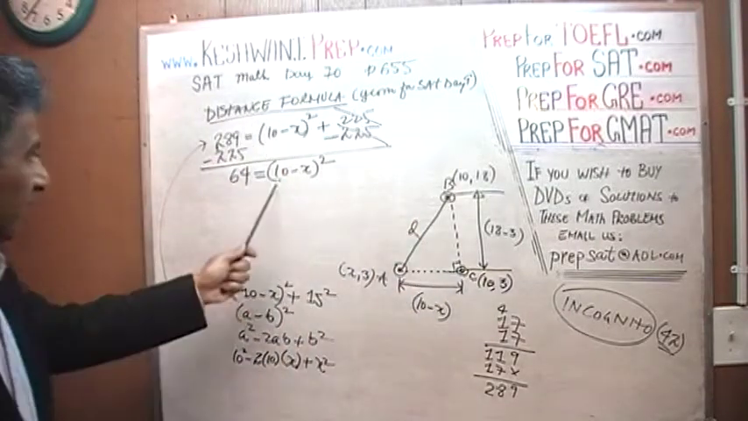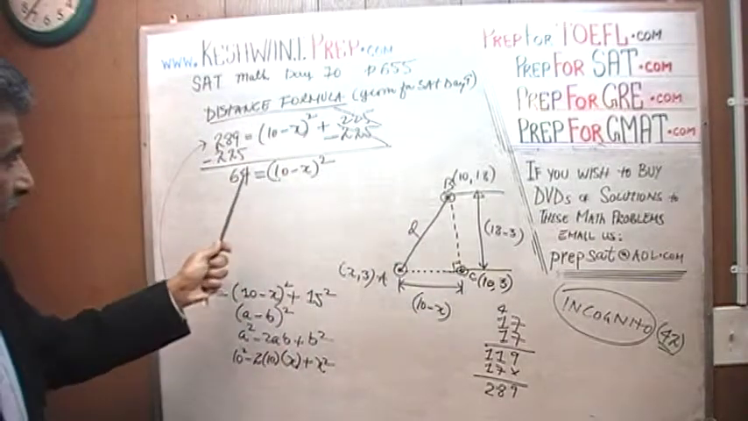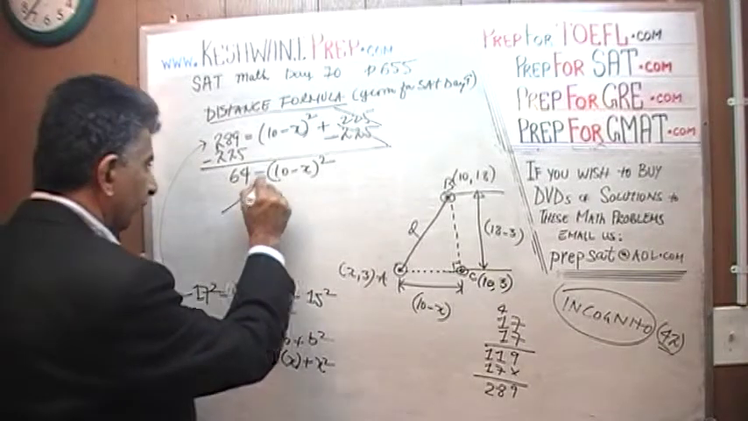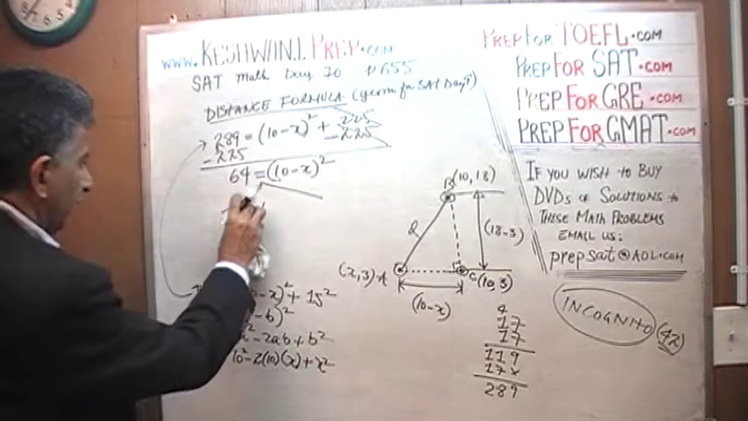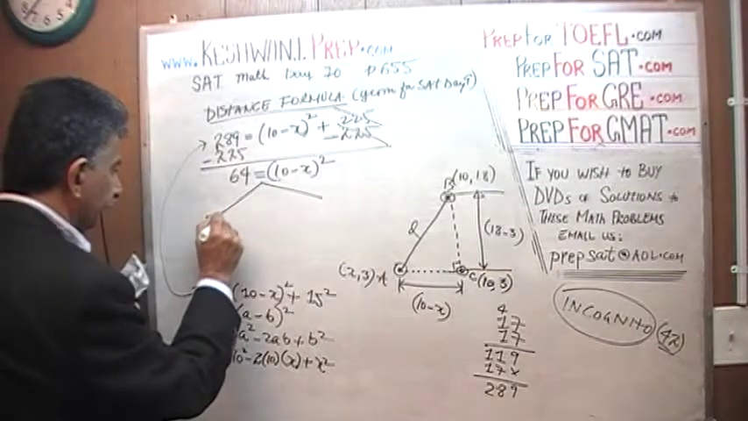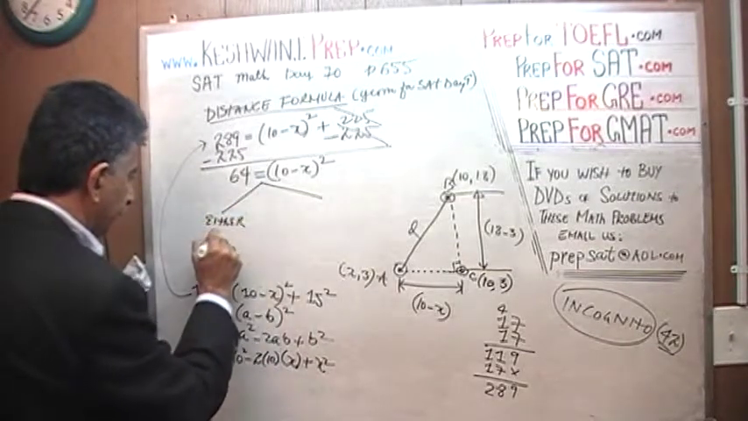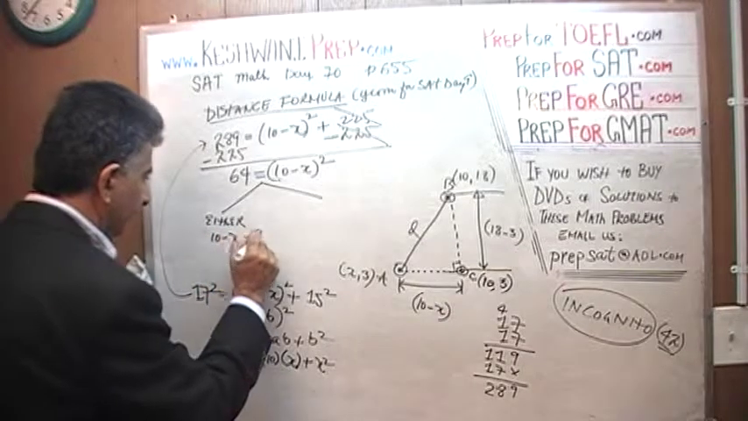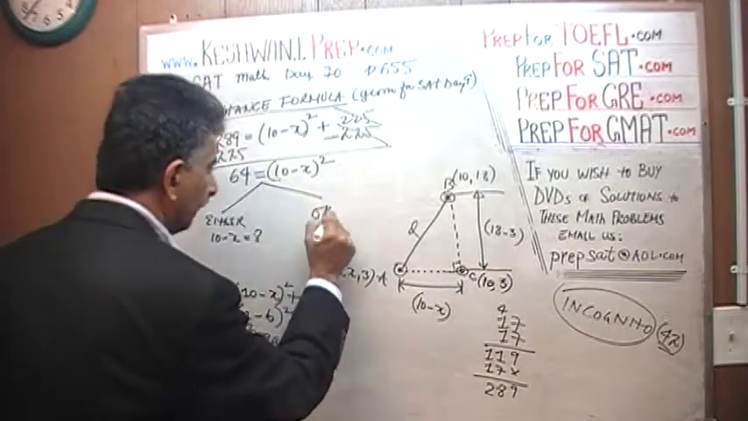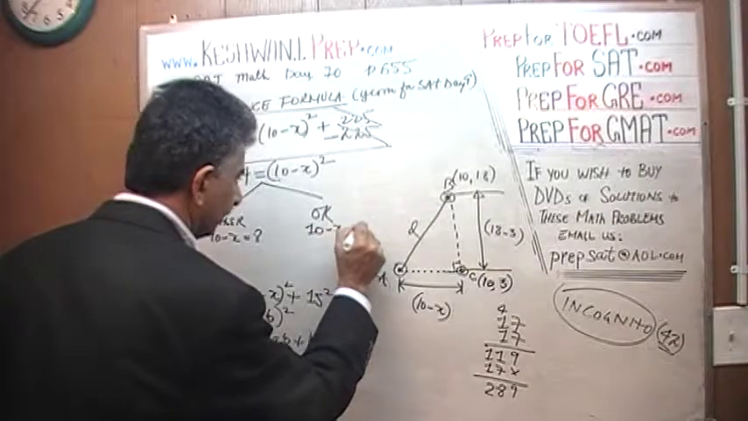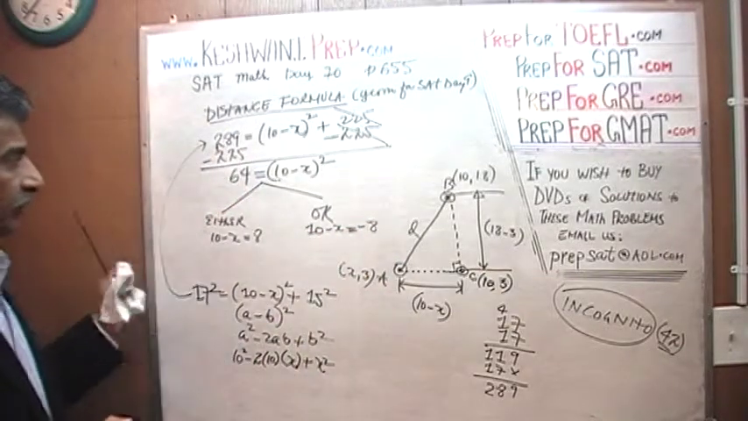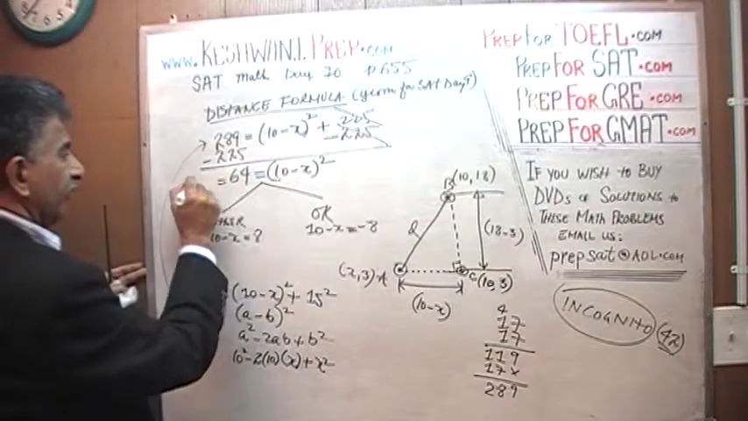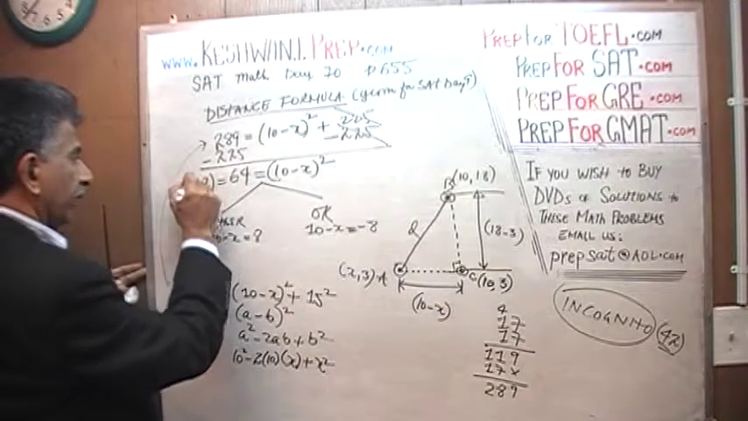So if the square of some quantity, 10 minus x, is 64, this tells us that either 10 minus x equals 8 or 10 minus x equals negative 8. Why? Because 64 is the same as the square of positive or negative 8.